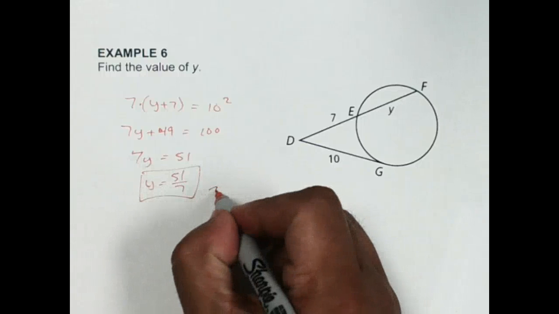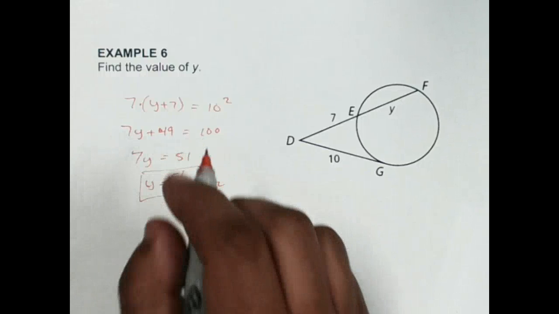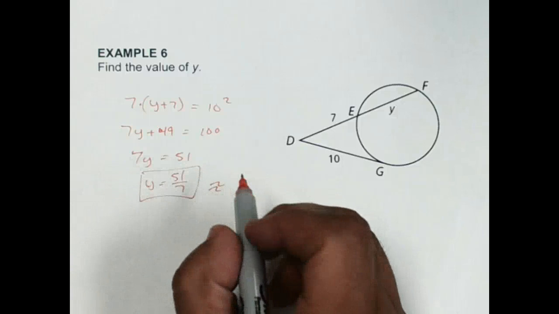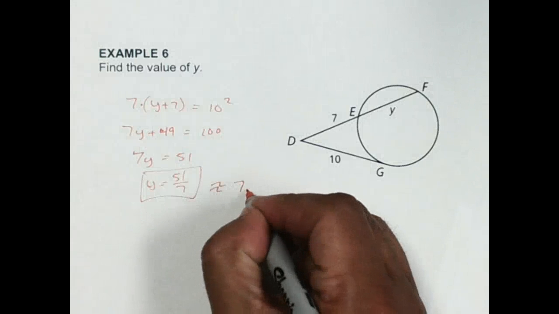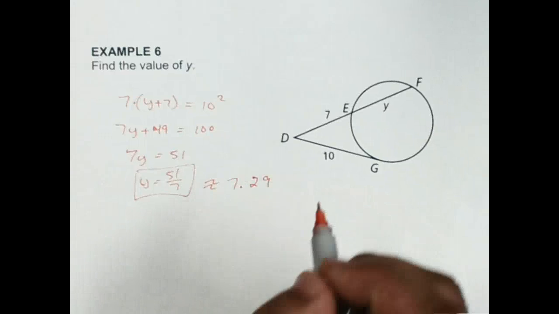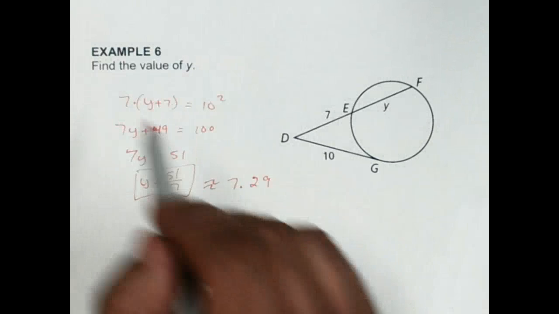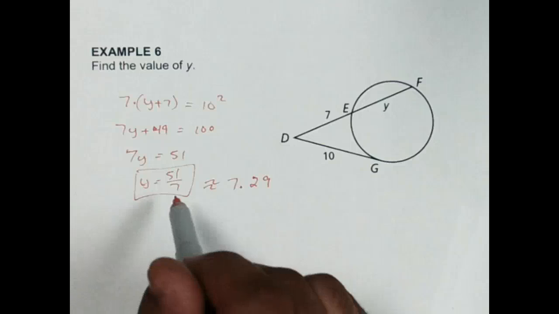In the event that I were to ask you to round, which I didn't, but just in case I did, this would be about 7.29. But I didn't say to round, so I want exact answers, which would be this 51 over 7.